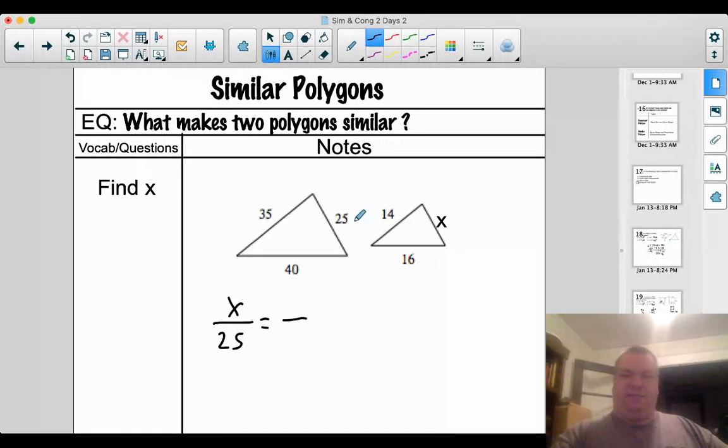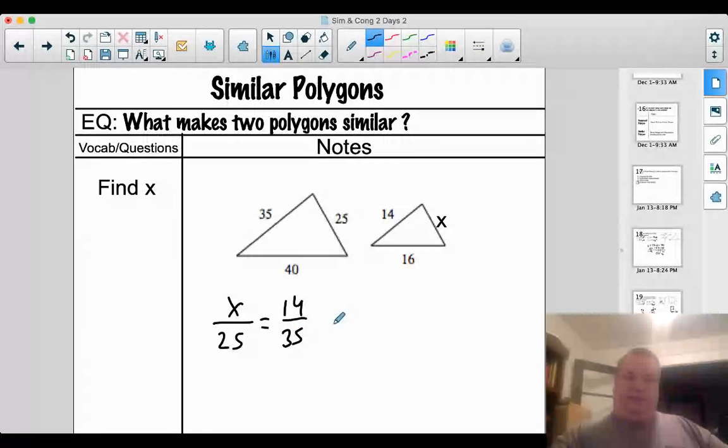Okay, for my second ratio, because I know all the other sides, I can use this pair of sides or this pair of sides. So any other corresponding sides. Let's use the smaller numbers and do 14 and 35. Okay. So because I started with the x on top, I've got to start with the 14 on top here. So now I'm doing smaller shape to bigger shape. So 14 to 35.